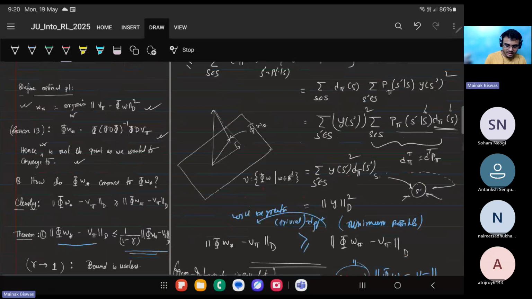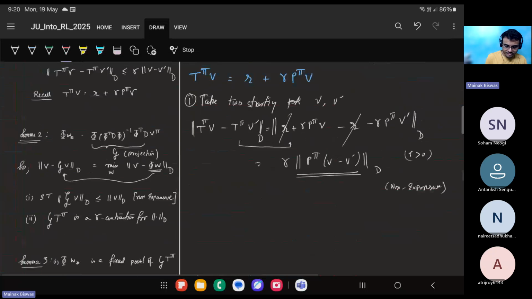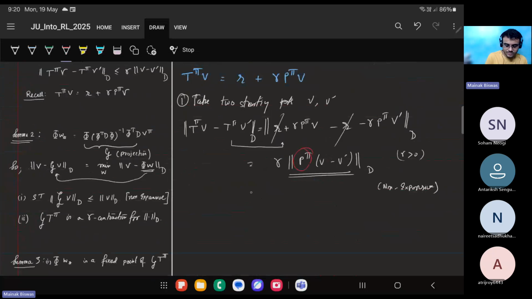Okay, so now clearly I saw that I have this p pi matrix over here. By non-expansiveness, I will get gamma times v minus v dash. Correct? So this shows that there exists a T pi. So this is another proof. We have done a proof extensively last time, but this is another proof of saying that T pi equal to v pi exists.